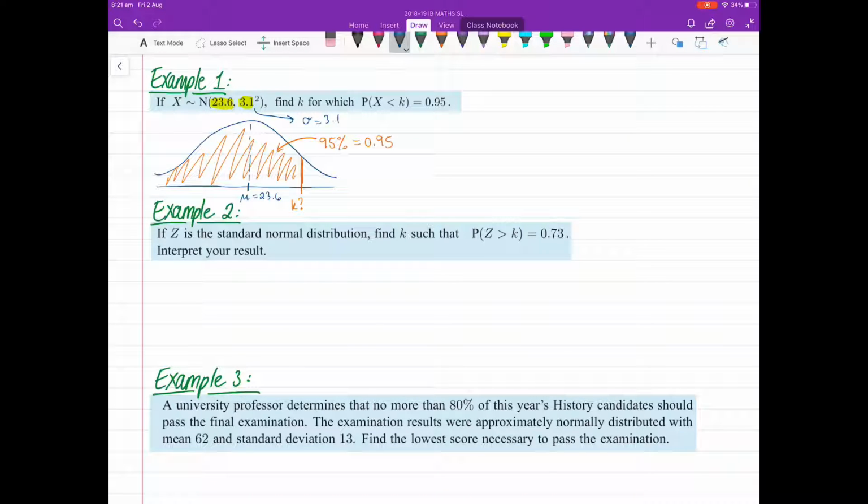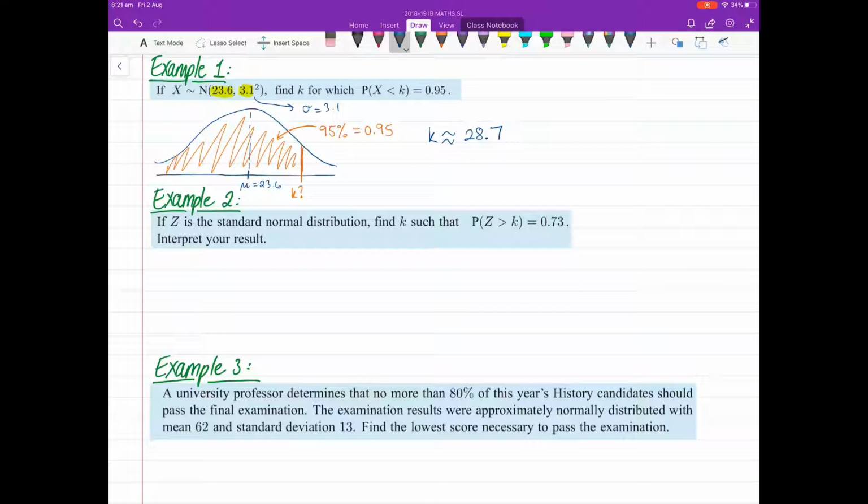So we're working backwards from before. You just follow the instructions in the YouTube video, put it in your calculator, and we literally just get a value for K. So it is approximately 28.7. Remember 3 sig figs, and let me know if you can't get it. Let's do the next example. If Z is the standard normal distribution, find K such that the probability of Z is greater than K is equal to 0.73, and interpret your result. So let's do a quick sketch again.